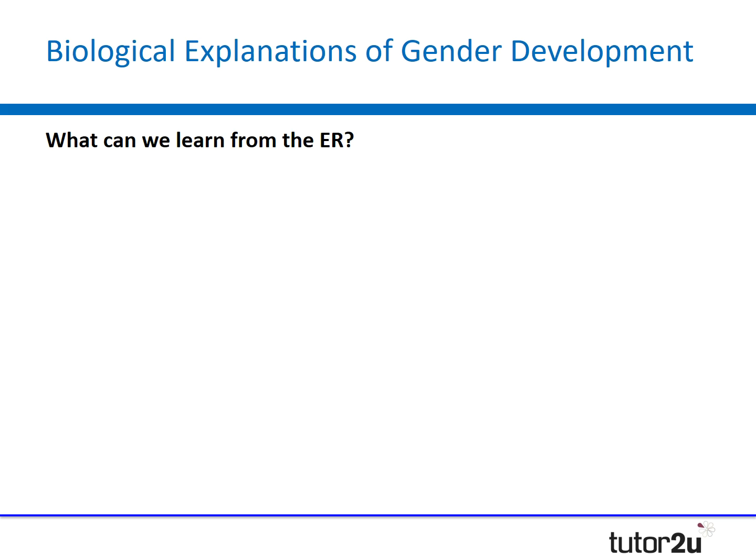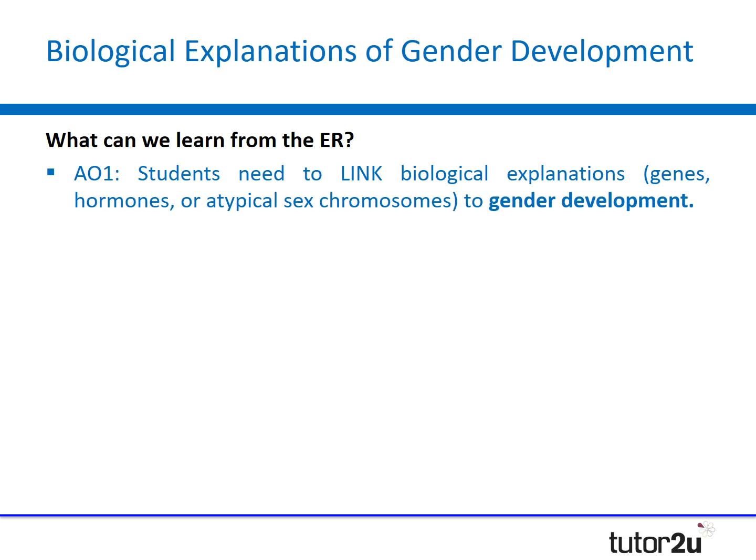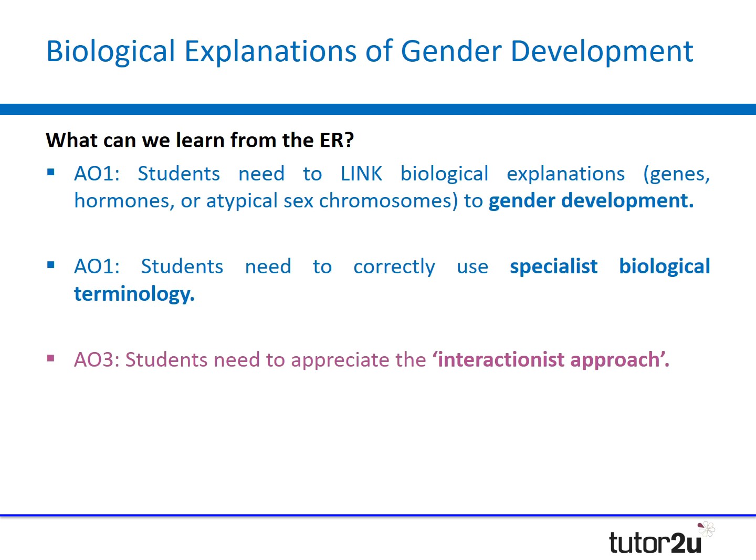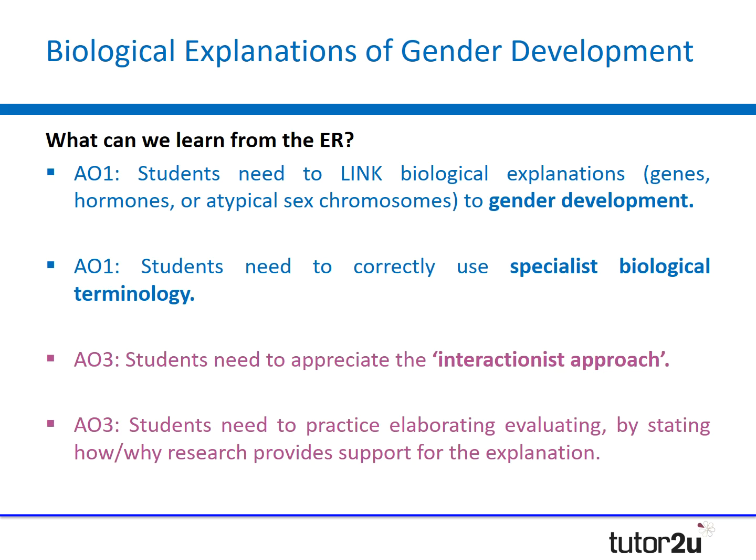So if we were to bullet point that down, what can we learn from the examiner's reports in this topic? The first thing is that students need to link the biological explanations, whether it's genes, hormones or atypical sex chromosomes, to gender development. Secondly, students need to correctly use specialist terminology and make sure it's applied. In terms of the evaluation, students need to appreciate a much more interactionist approach in this topic. And last but not least, students need to practice elaborating their evaluation by stating how or why research provides support for that particular evaluation.